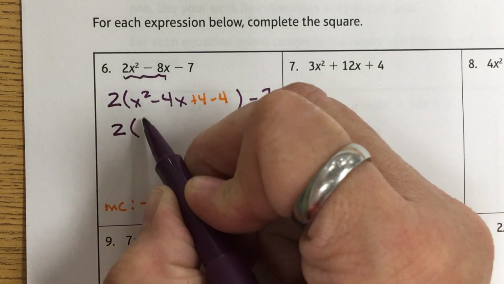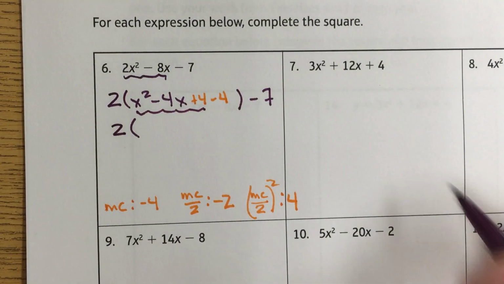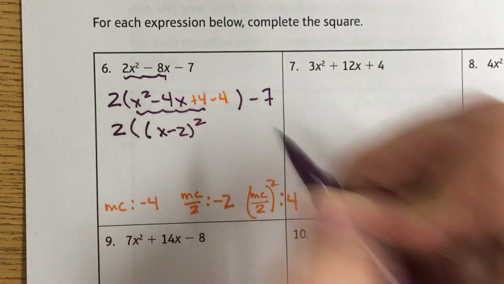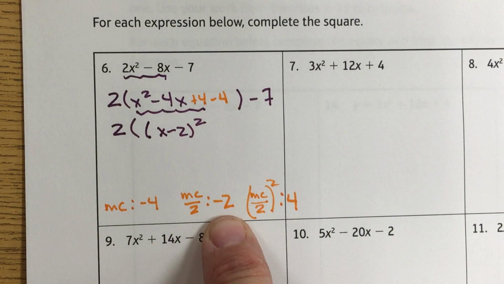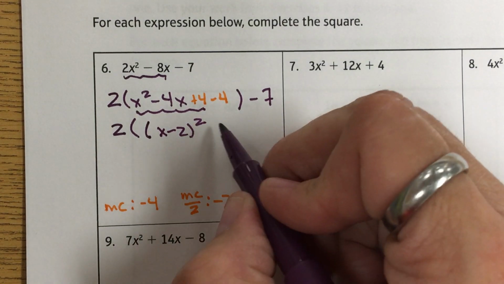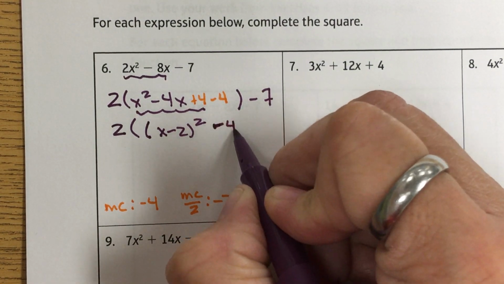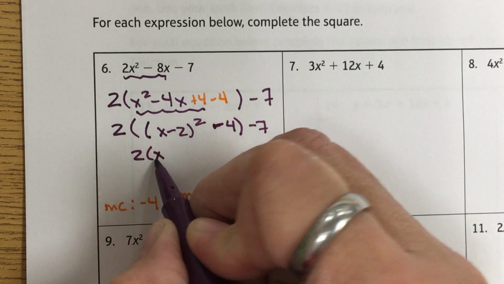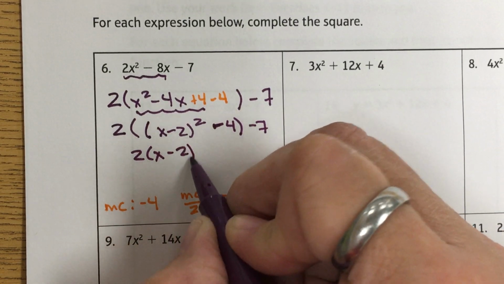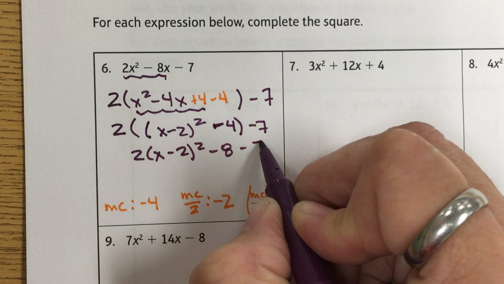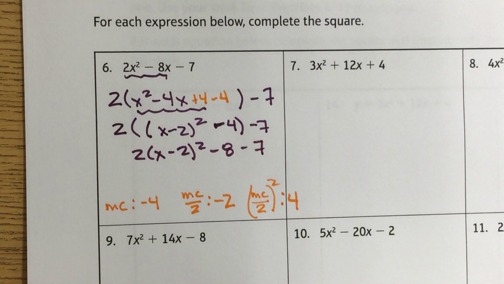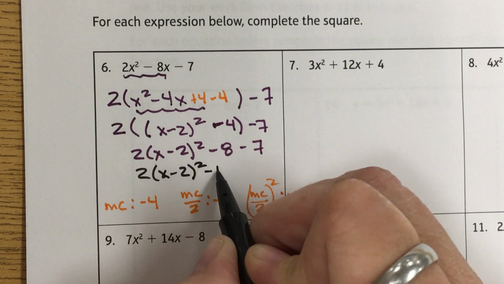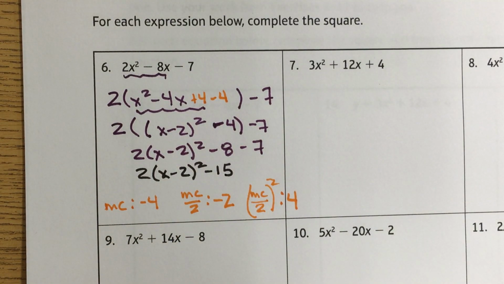I take the 2 and then I look at these first 3, and I get x minus 2 all squared. And look, that little negative 2 goes right up there. I still have the minus 4 and a minus 7. Then I distribute and I get 2 times x minus 2 all squared minus 8 minus 7. Then when I combine like terms, I just completed the square.